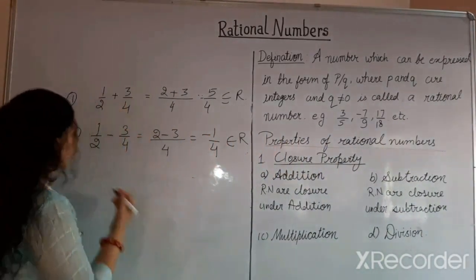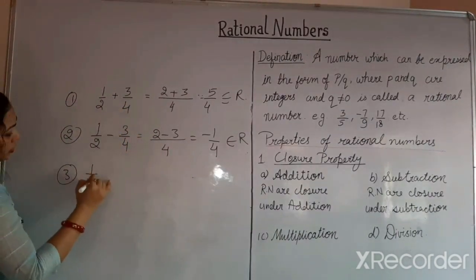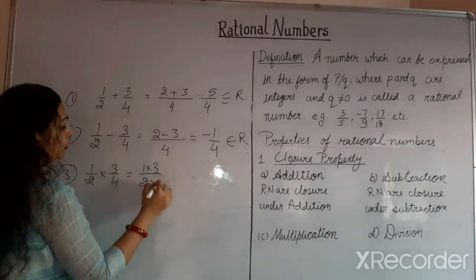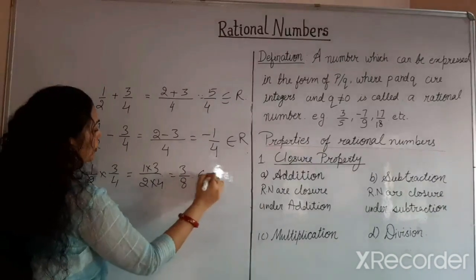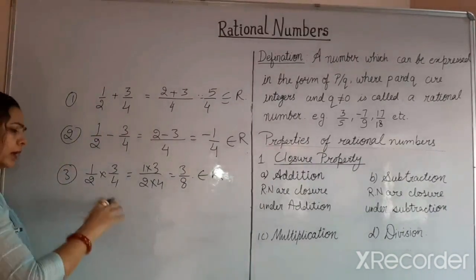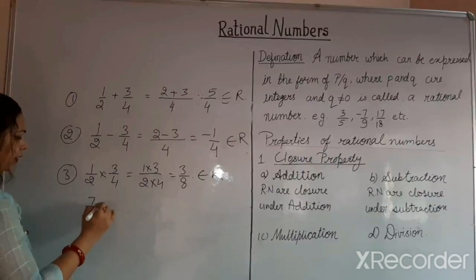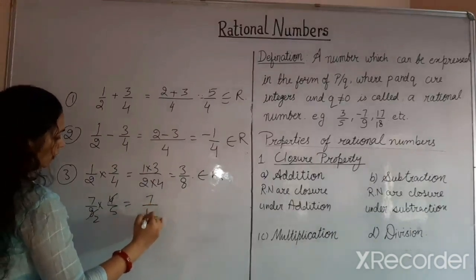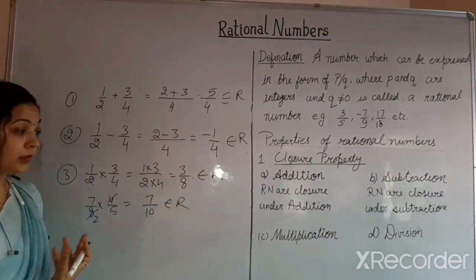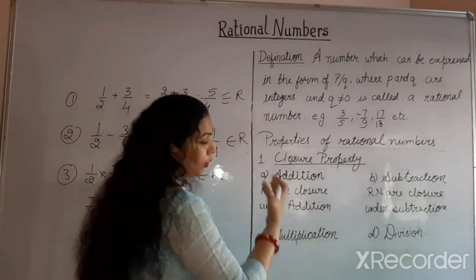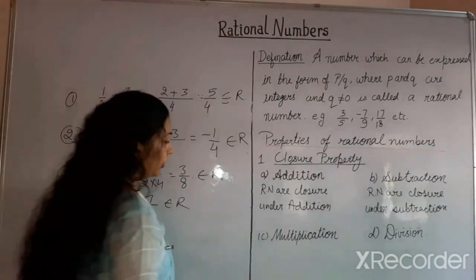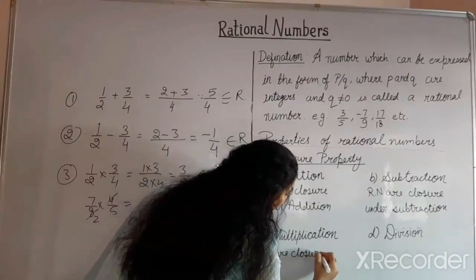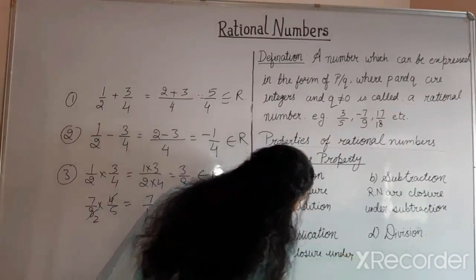Now multiplication. Let's multiply, taking the same kind of example. If we multiply any two rational numbers, it would result in a rational number. It means we can take any example. Suppose we take 7 upon 8 into 4 upon 5. The result is 7 upon 10, which is again a rational number. What it concludes is that the multiplication of rational numbers results in a rational number. So rational numbers are closed under multiplication.